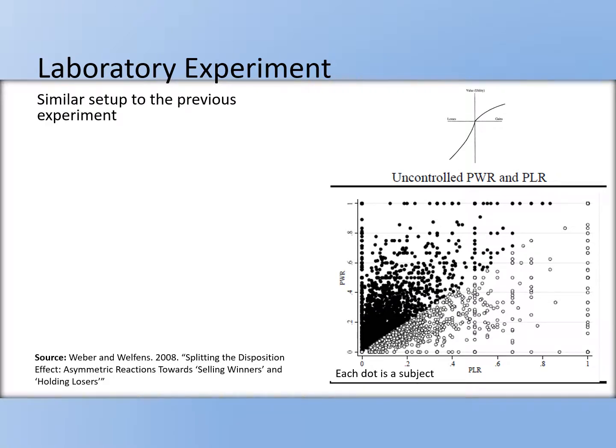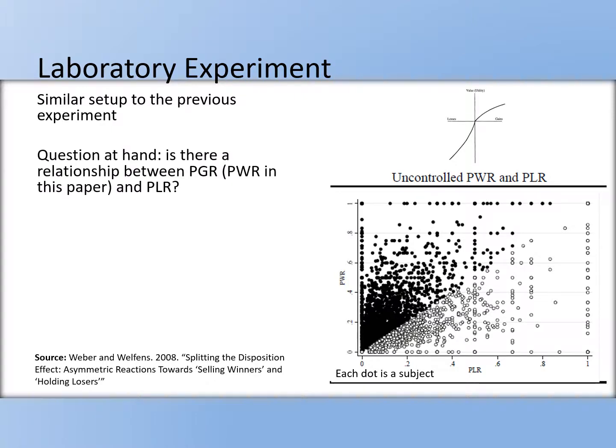Furthermore, there's another experiment that is very similar to the previous one. This paper looks at the relationship between percentage of gains realized and percentage of losses realized, and it asks whether there's a relationship between the two.